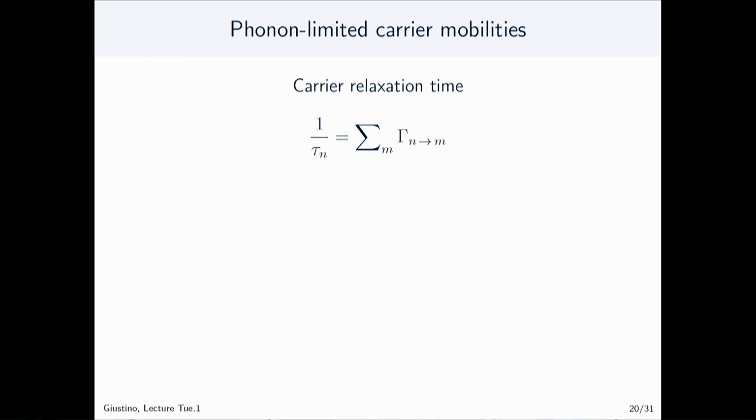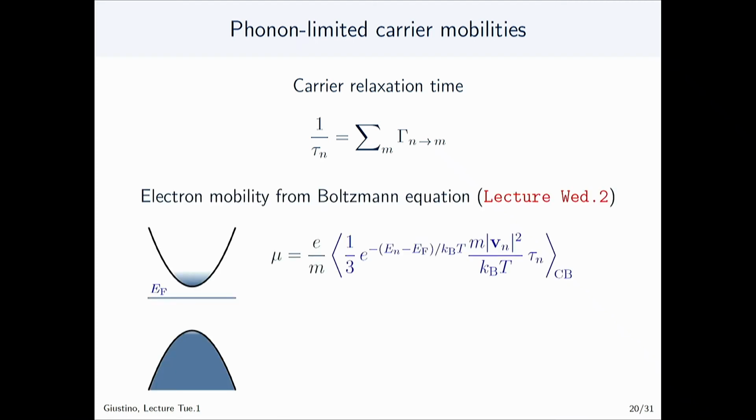Why is that important? That is important because this quantity enters an expression for the mobility. I will not give you details about that, but the mobility is an average of these relaxation times weighted by some factors, and it probes only the states near the conduction band extrema. This exponential says that the average is only carried here and here if you're in a semiconductor.